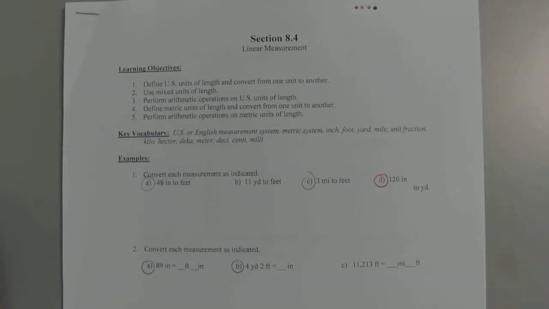8.4, 8.5, 8.6 are all taught the same way, where it's all converting from one unit to the other. 8.4 is linear measurement, meaning we're measuring length. 8.5 is weight and mass, meaning we're measuring how much things weigh. And then 8.6 is capacity, so we're measuring volume, like cups and gallons and liters, all right?